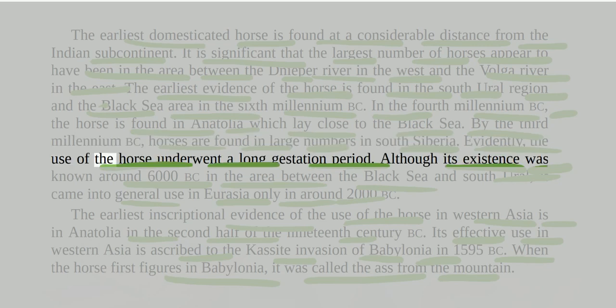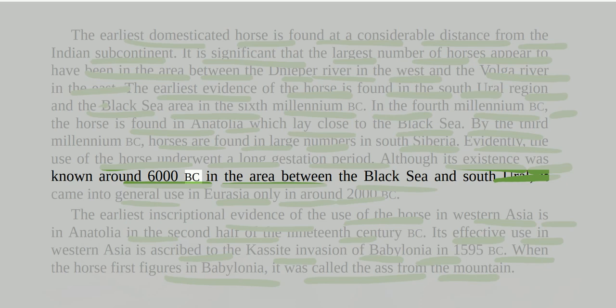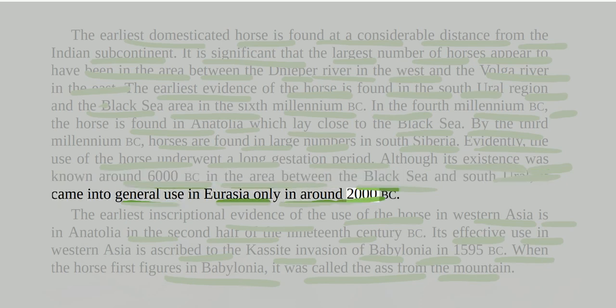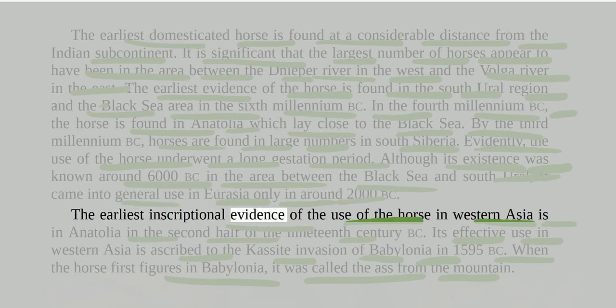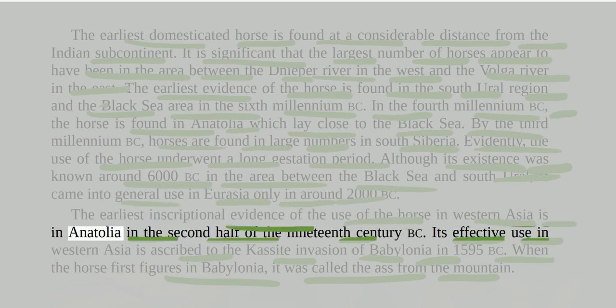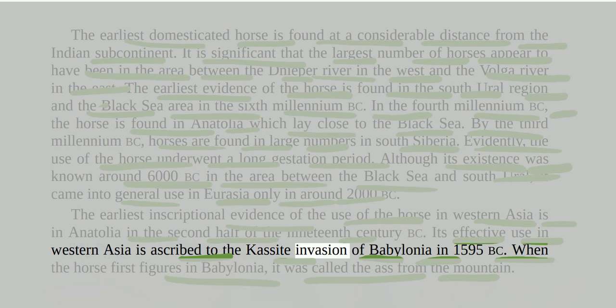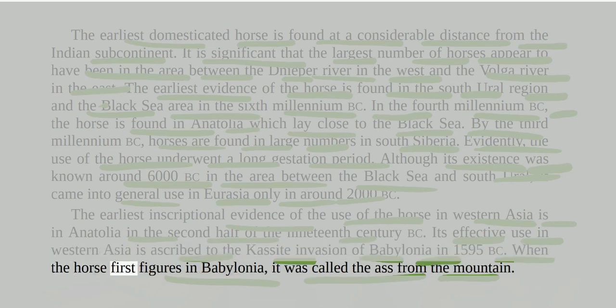Evidently, the use of the horse underwent a long gestation period. Although its existence was known around 6000 BC in the area between the Black Sea and South Ural, it came into general use in Eurasia only in around 2000 BC. The earliest inscriptional evidence of the use of the horse in Western Asia is in Anatolia in the second half of the 19th century BC. Its effective use in Western Asia is ascribed to the Kassite invasion of Babylonia in 1595 BC. When the horse first figures in Babylonia, it was called the ass from the mountain.